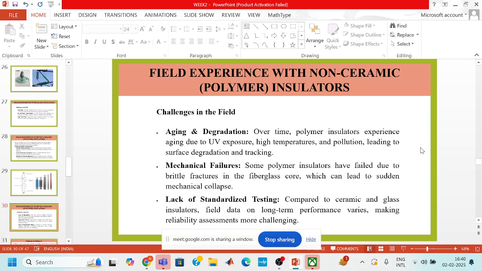Second is mechanical failures. Some polymer insulators have failed due to brittle fractures in the fiberglass core, which can lead to sudden mechanical collapse. Third is lack of standardized testing. When compared to ceramic and glass insulators, field data on long-term performance varies, making reliability assessment more challenging for polymer insulators.